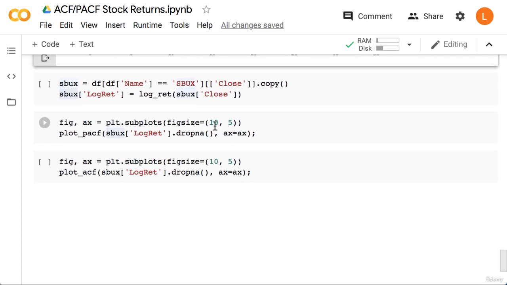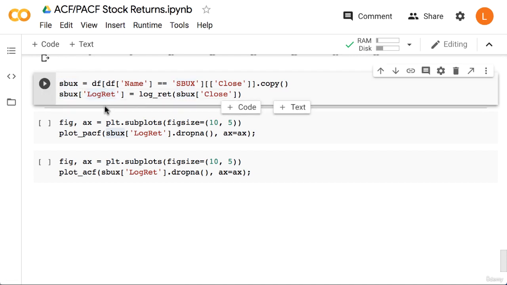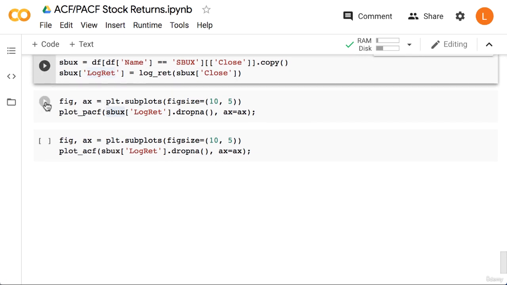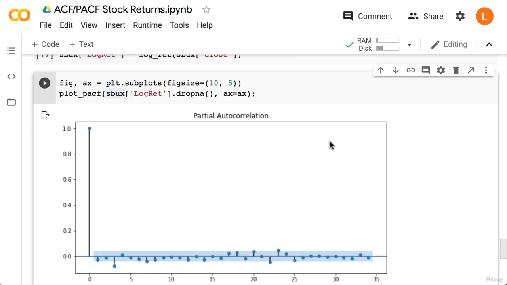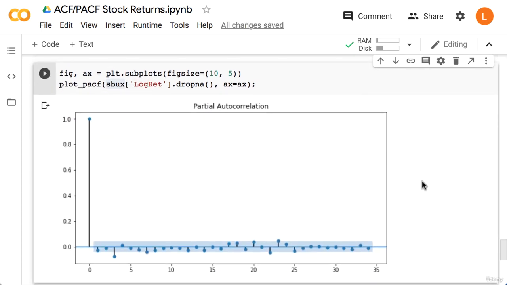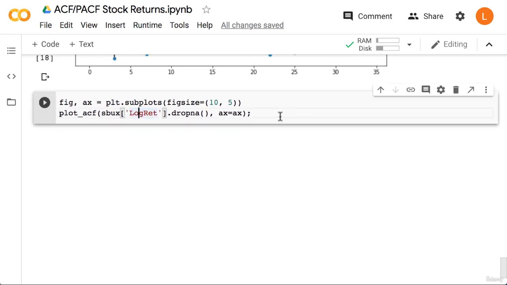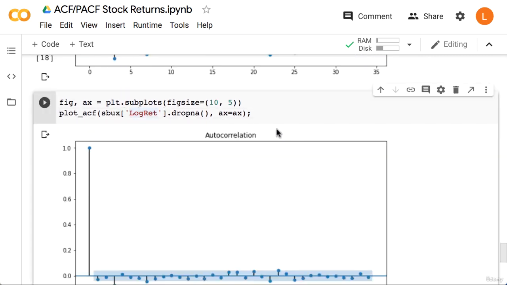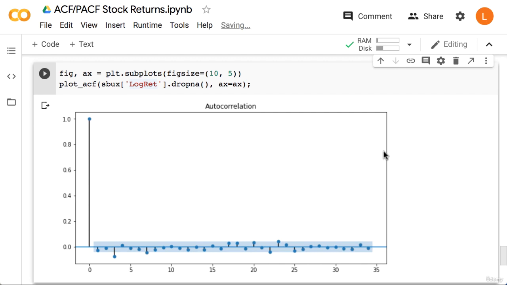Okay, so let's try this one more time, this time for Starbucks. Alright, so here's the PACF. Now notice for Starbucks, there's kind of a non-zero value at lag 3, but I would consider this pretty unlikely to be actually significant. I would be comfortable saying that P is equal to 0. How about for the ACF? Again, it looks just like the PACF, so let's say Q is equal to 0.